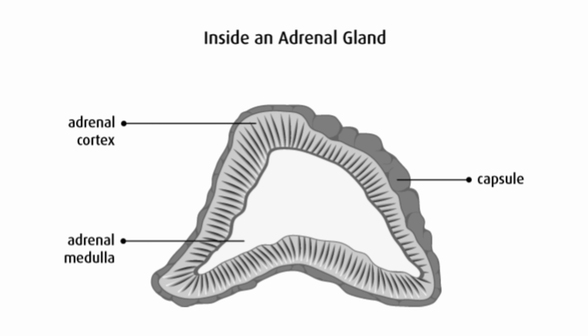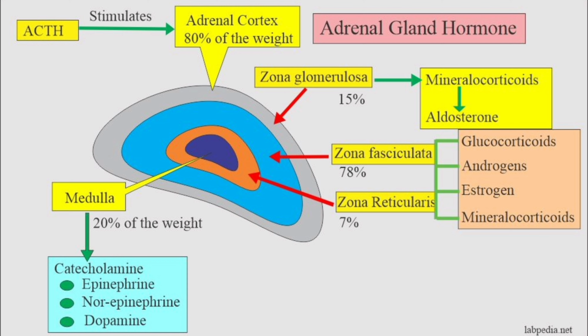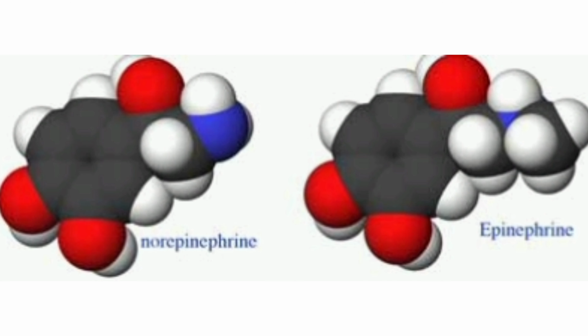Adrenal medulla. The adrenal medulla secretes two hormones, epinephrine and norepinephrine. Epinephrine is also known as adrenaline, and norepinephrine is also known as noradrenaline. Epinephrine and norepinephrine, both these hormones belong to the category of the compounds known as catecholamines.